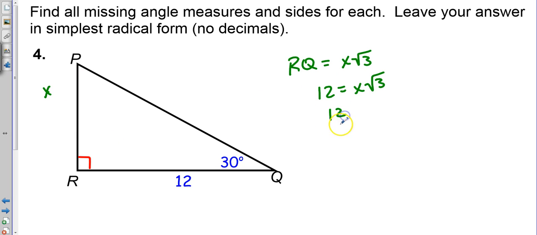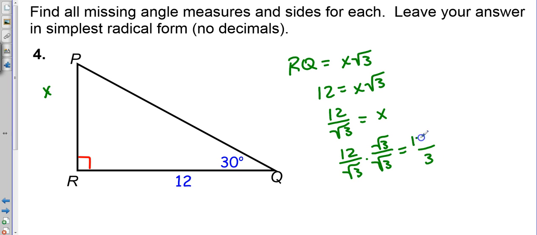So I'm solving for x. I'm going to divide by root 3. Just like in the last video, if we get a root in the denominator, we need to make sure that we rationalize. So let's go ahead and rationalize this. 12 divided by root 3, and we're going to multiply that by root 3 over root 3 in order to rationalize it. That's going to give me 3 in the denominator, 12 root 3 in the numerator. Simplify and you end up with x equals 4 root 3.